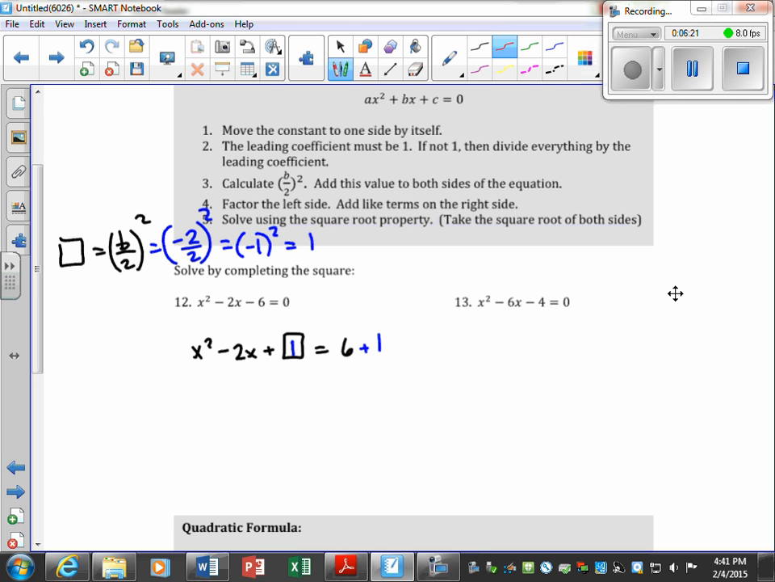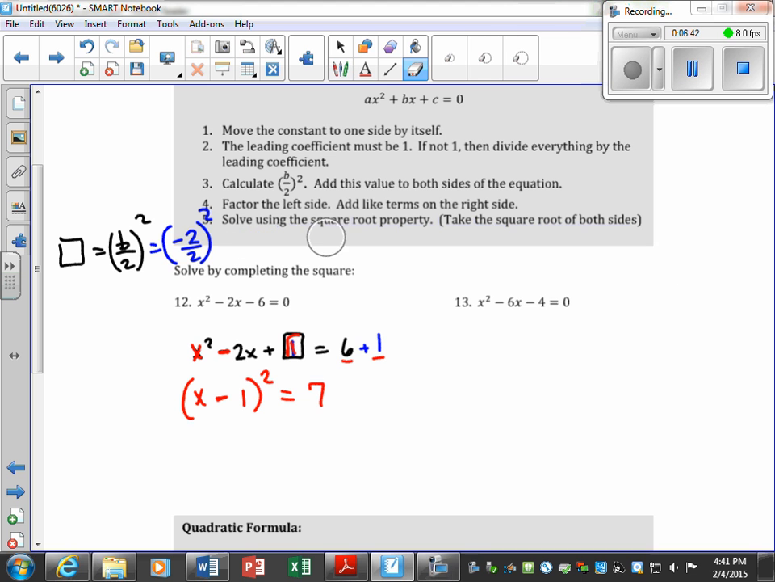So you'll take the variable of the first term, sign of the second term, square root of whatever's in this box. Square root of 1 is just 1. Put it in parentheses and square it. Over here I'm going to add like terms and get 7.